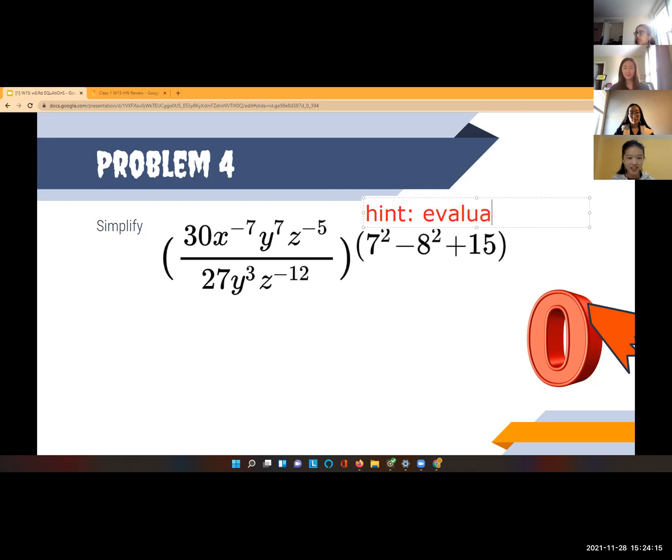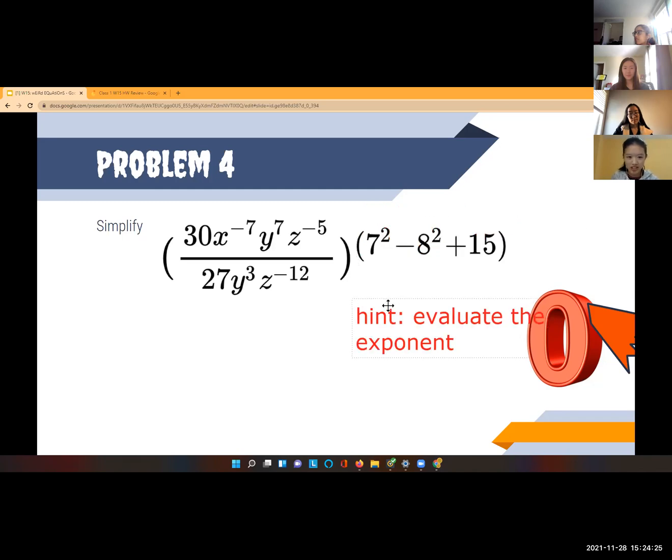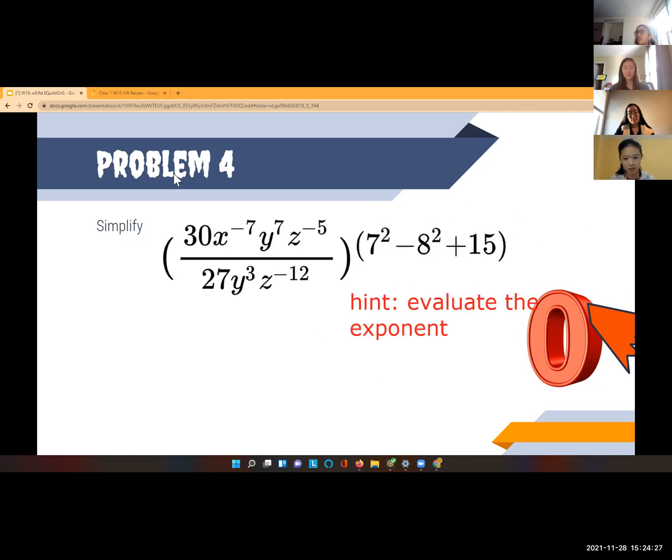But wait, how about we just check the exponent first, just in case, because this is kind of a crazy expression. What is 7 squared minus 8 squared plus 15? What does that exponent evaluate to? Well, 7 squared is 49 and 8 squared is 64, and then you're adding 15. So this expression up here will actually evaluate to 0.